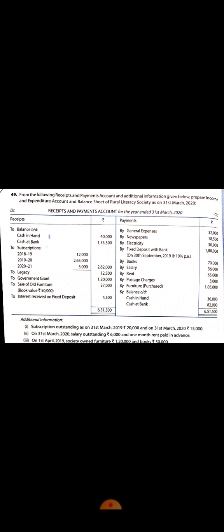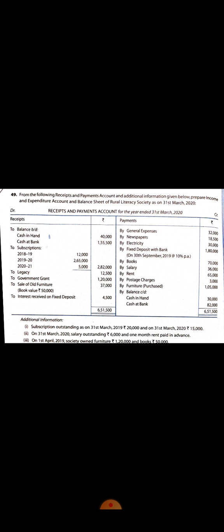Receipt and payment account. Receipt side: first, cash in hand 40,000, then cash at bank 1,55,500. Cash in hand and cash at bank both are assets of the business organization. 40,000 is the opening balance of cash in hand and 1,55,500 is the opening balance of cash at bank. So write it on the asset side of opening balance sheet, that is the balance sheet as at 31st March 2020.